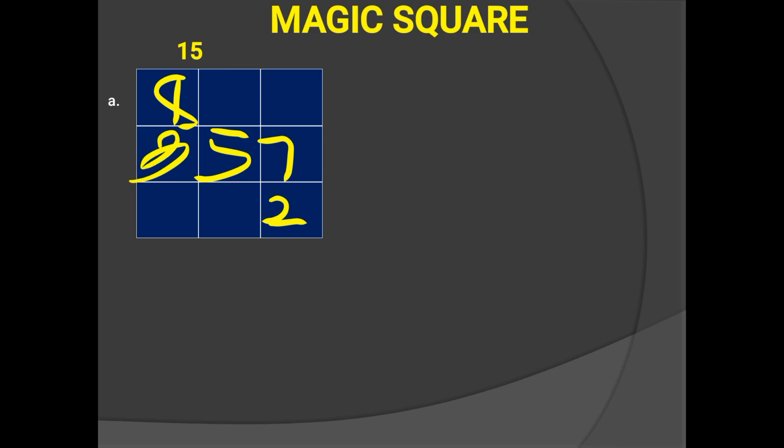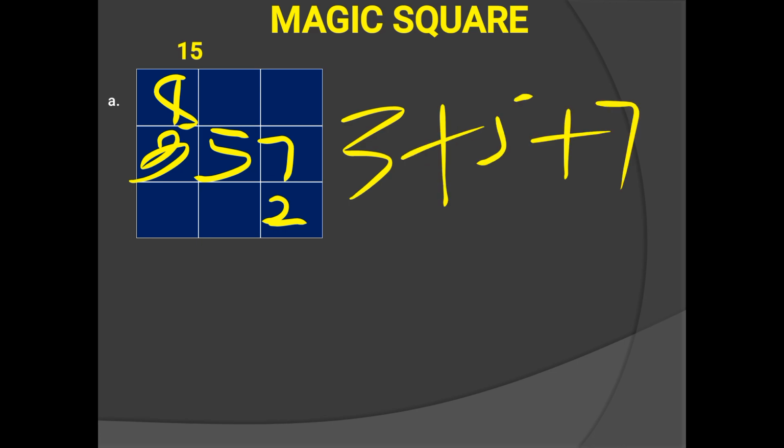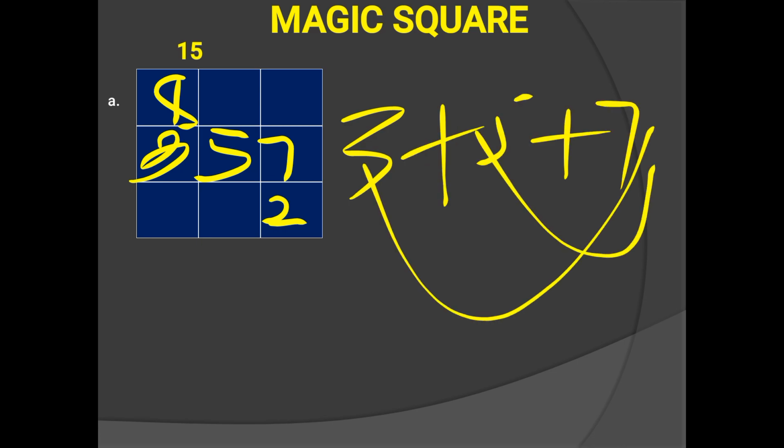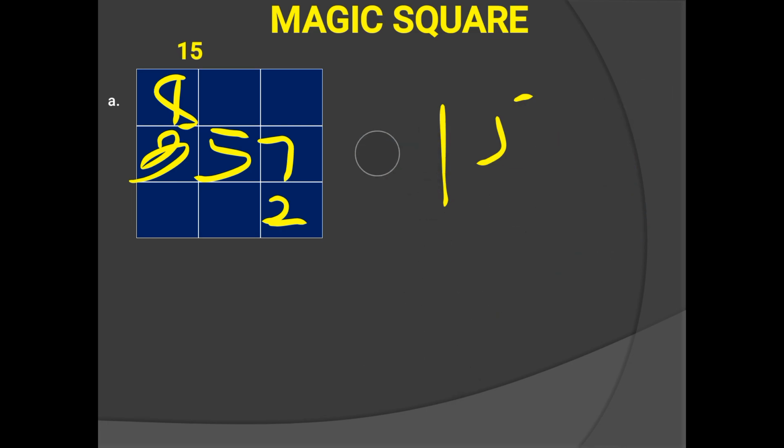So I have my 3 over there. Now let's see. 3 plus 5 plus 7. 3 plus 7 is 10, plus 5 is 15. So we have it. That's also correct. Now we are done with 3.